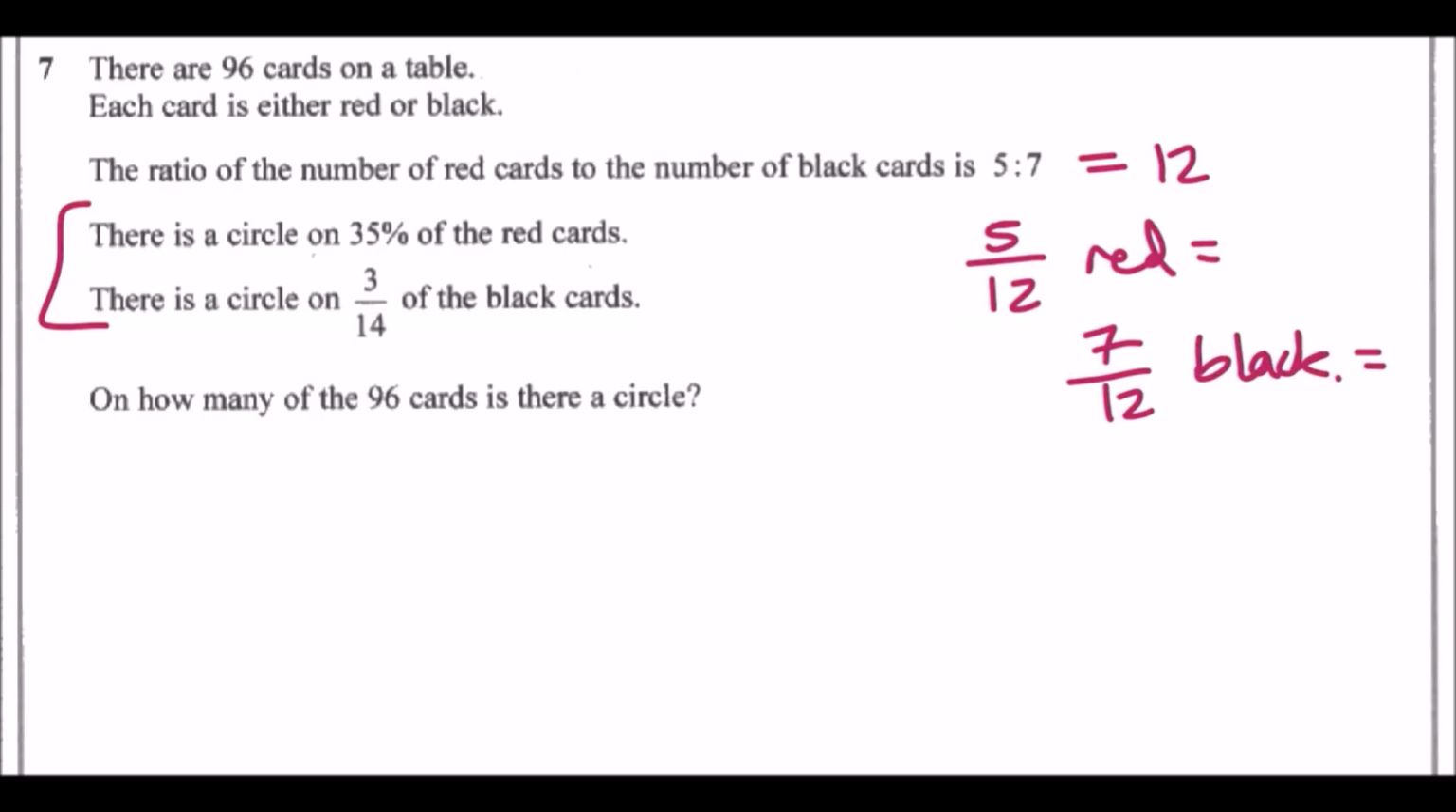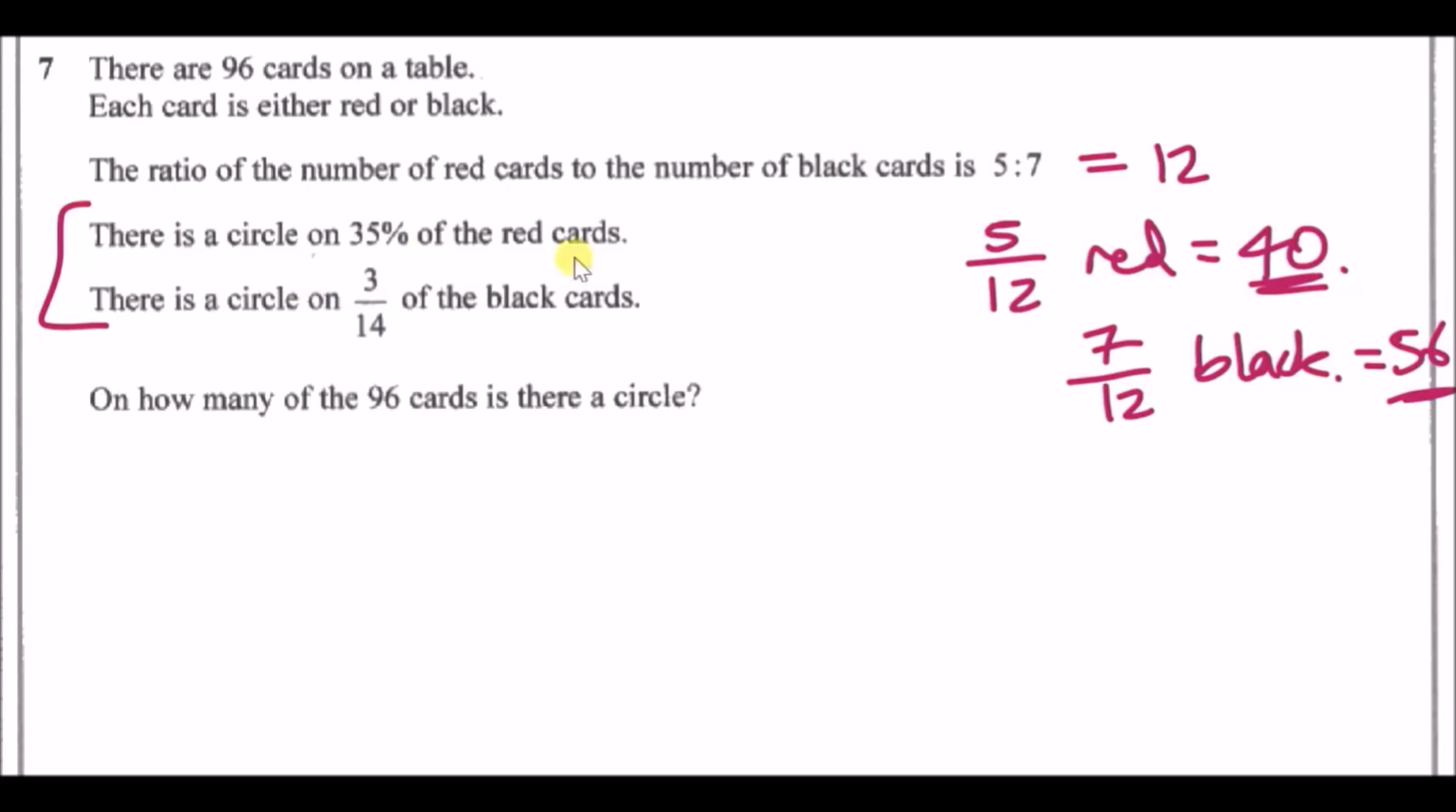In your calculator, what you're going to do is write 5 over 12 times 96 to get the number of red cards, and that will give you 40 cards. Whereas if you did 7 out of 12 times 96, you're going to get 56. So just double checking, 40 plus 56 gives us 96. So all the cards are present.